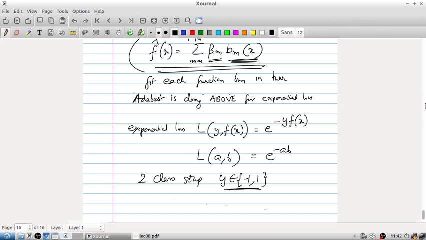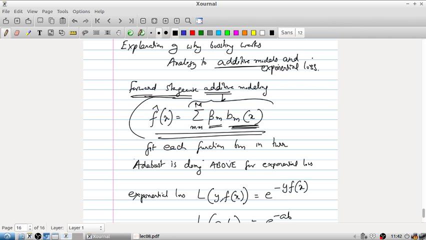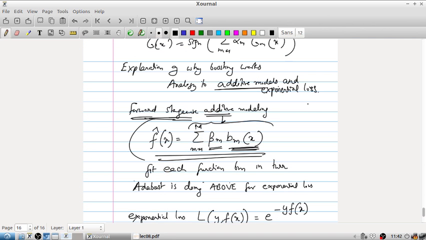Okay, so that partially explains why Adaboost makes sense, because I said forward stage-wise additive modeling is roughly the template that Adaboost is following. When you bring in exponential loss, you will see that the weights are related to exponential loss and so on.